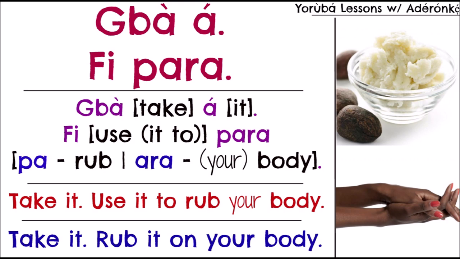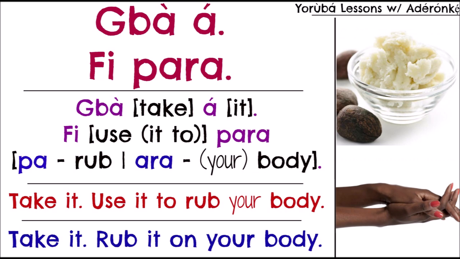Fi means use, but you want to make an English sentence out of it, so I suppose you bend to the rules a bit. Use it to, you put the it in the brackets because you want to make a sentence with it. Para is not an original word, it's a combination of two words: pa, which is rub, and ara, which is the body, your body.